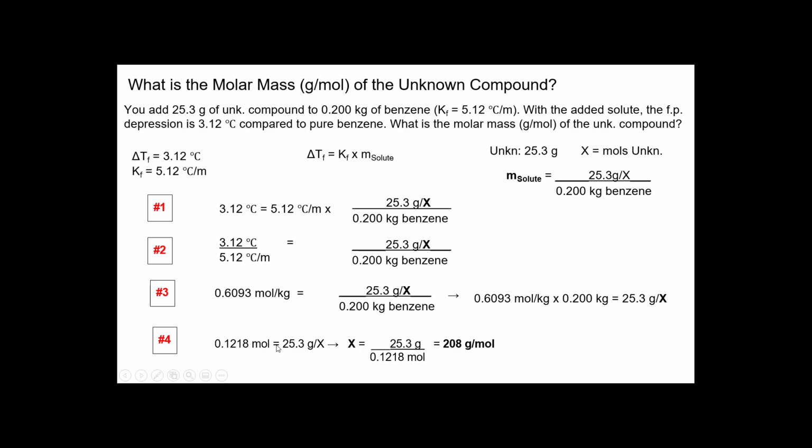So I'm going to flip these. X is going on top. That one's going to go on the bottom. And I have my molar mass, which is 208 grams per mole. I broke it down in steps because sometimes that makes it a little easier to see what needs to be done. And it's 4 steps. It's not difficult. It always looks difficult when something's not been seen before.